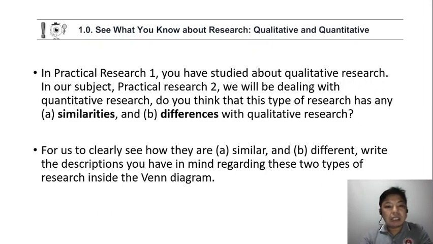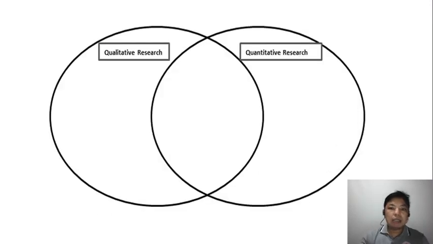For us to clearly see how they are similar and different, I want you to write the descriptions you have in mind regarding these two types of research inside the Venn diagram. So your first activity is going to be identifying the similarities and differences of quantitative and qualitative research. So the tool you will use here is the Venn diagram. So this is the Venn diagram. I hope everybody is familiar with the Venn diagram.